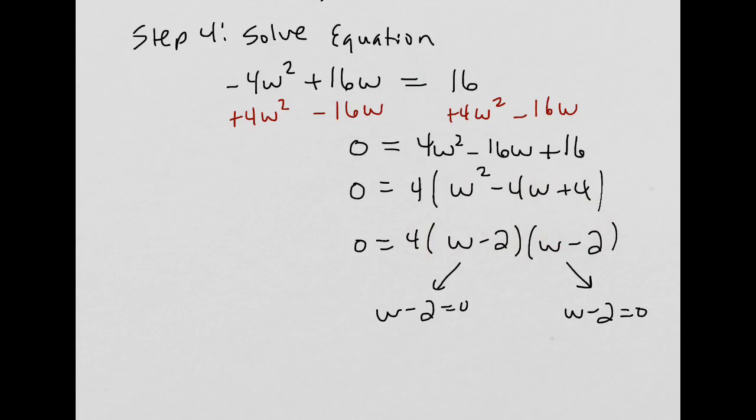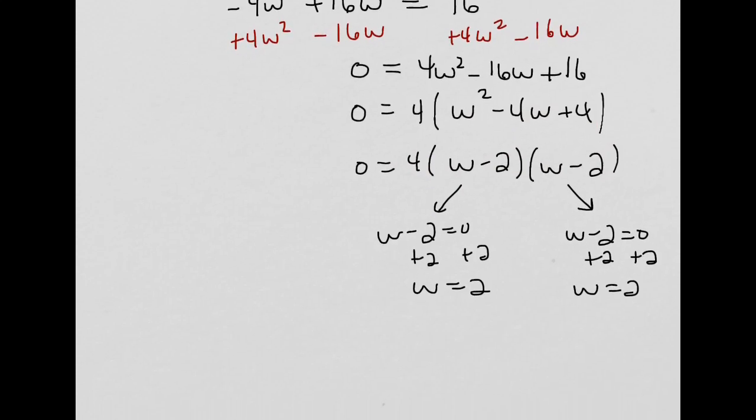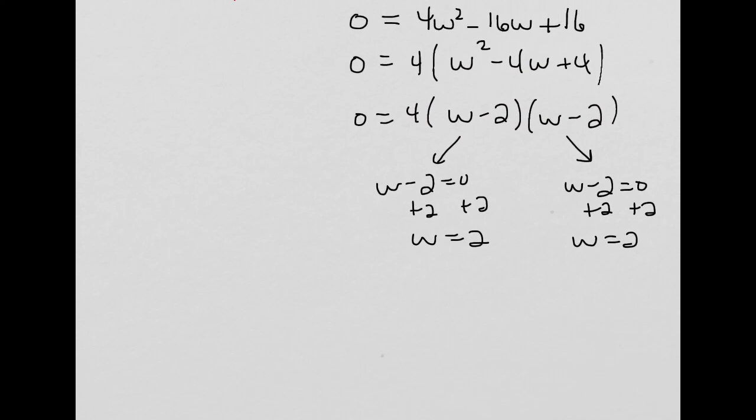Okay, so now if I just solve each mini equation, I add 2 to both sides here, add 2 to both sides, I'm left with w equals 2. And then since the other factor is exactly the same, I end up with w equals 2 again. So remember that because this was a rational equation, I don't want to box it in yet. I still need to check to make sure that the solution is valid.